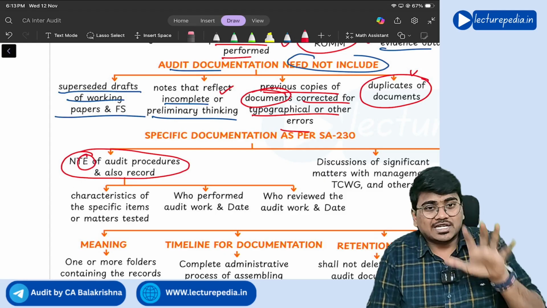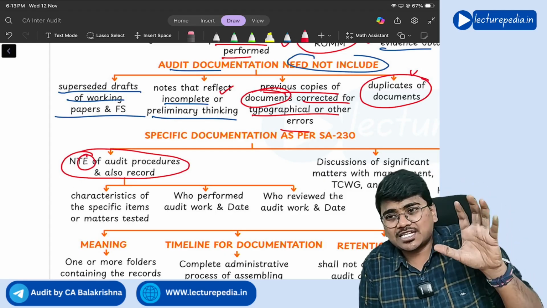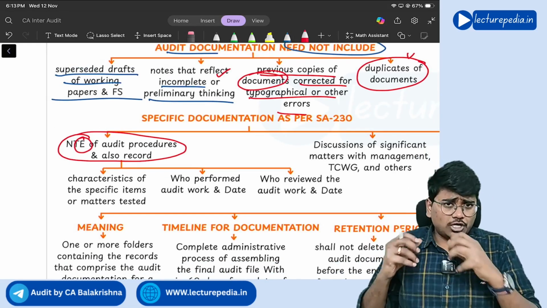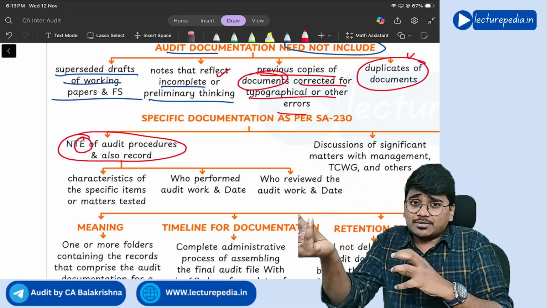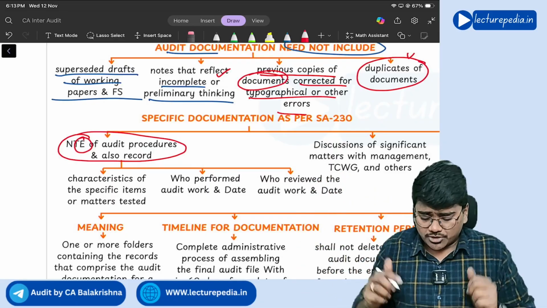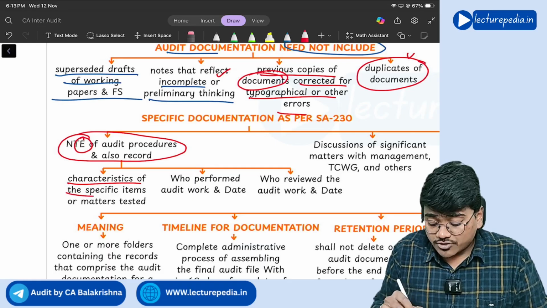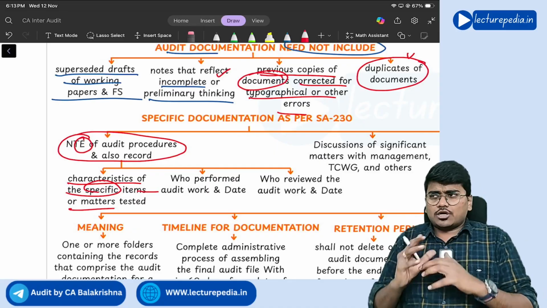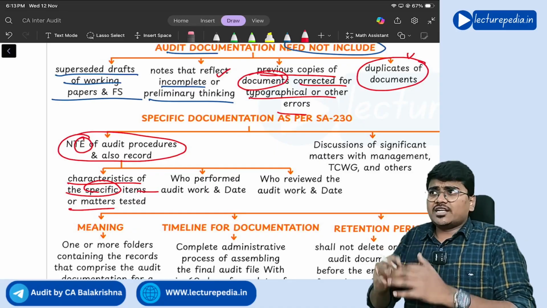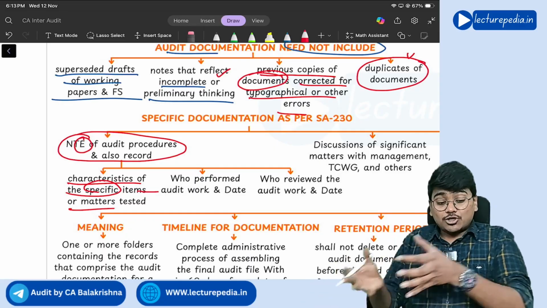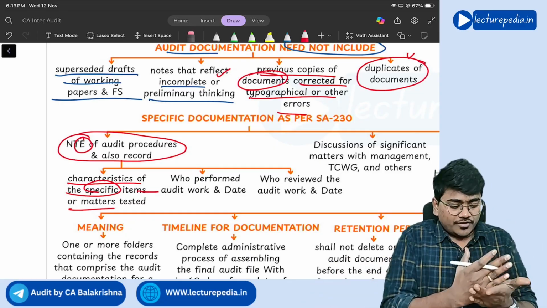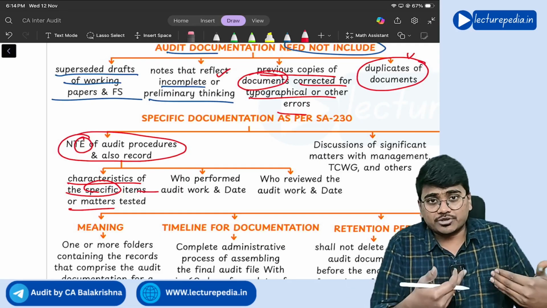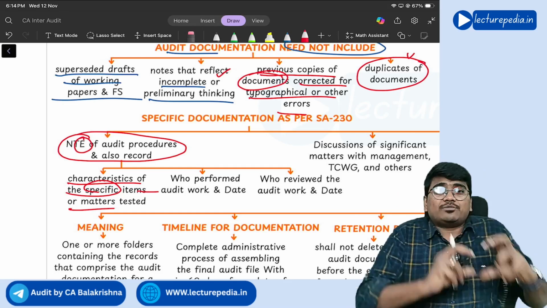So you need to document nature, timing and extent of audit procedures that you have performed, and you should also record the characteristics of the items on which you have performed the audit procedure. See, you should also document characteristics of specific items or matters that have been tested. Let's say, for example, you are testing debtors. Debtors value exceeding 2 lakh rupees you have tested. So you need to document the characteristics. So value of debtors exceeding 2 lakh rupees that has taken place between so and so dates we have performed audit procedures. Like this, the characteristic of the item you need to document.